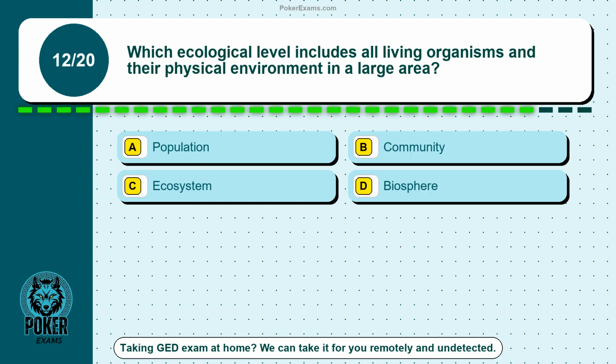Question 12. Which ecological level includes all living organisms and their physical environment in a large area? Option A. Population. Option B. Community. Option C. Ecosystem. Option D. Biosphere.